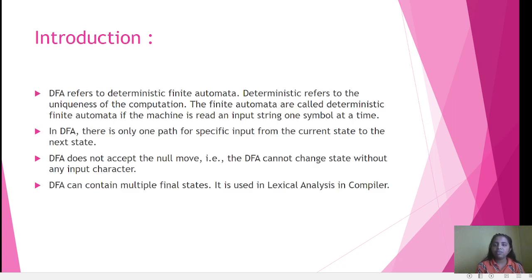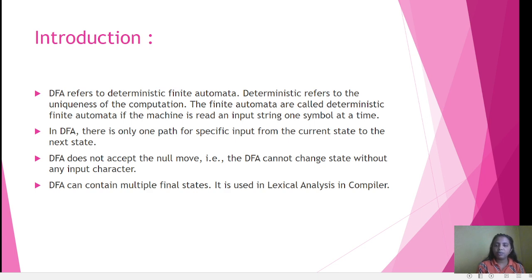Introduction. DFA refers to the deterministic finite automata. Deterministic refers to the uniqueness of the computation. The finite automata are called deterministic finite automata if the machine reads an input string one symbol at a time. In DFA, there is only one path for a specific input from the current state to the next state.